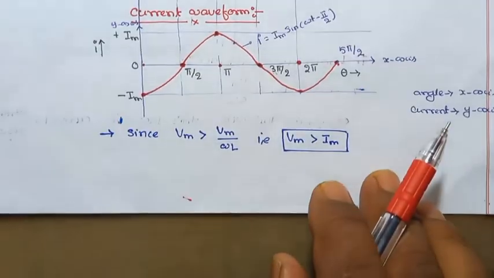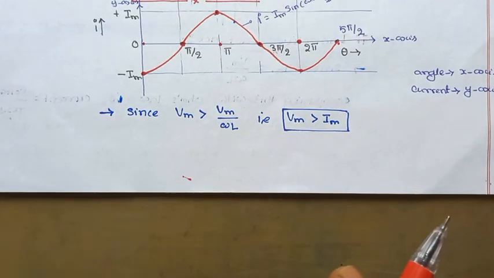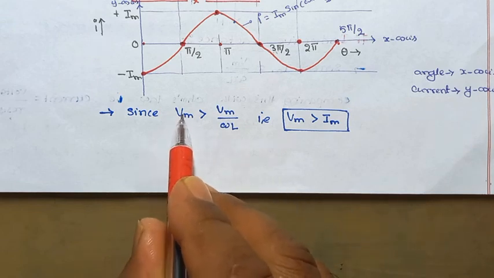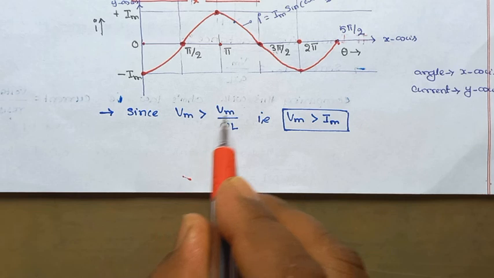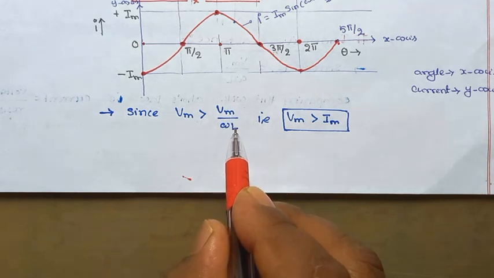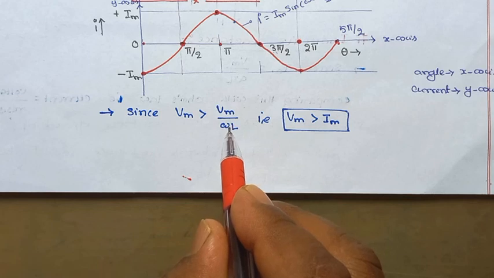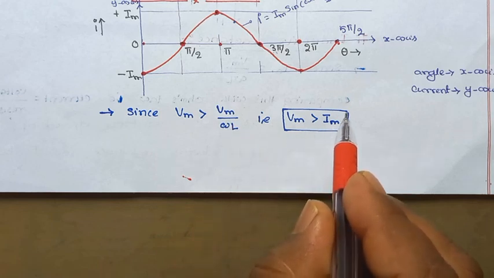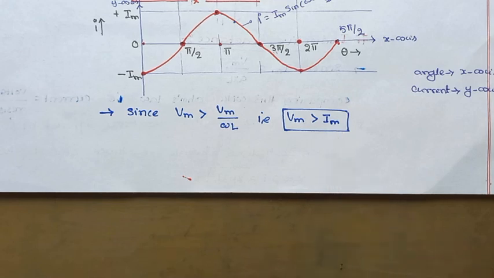So since Vm is greater than Vm by omega L, this is Vm. Vm is definitely greater than Vm by omega L, because omega L is some positive quantity. That means Vm is greater than Im, because Im is equal to Vm by omega L. Okay.